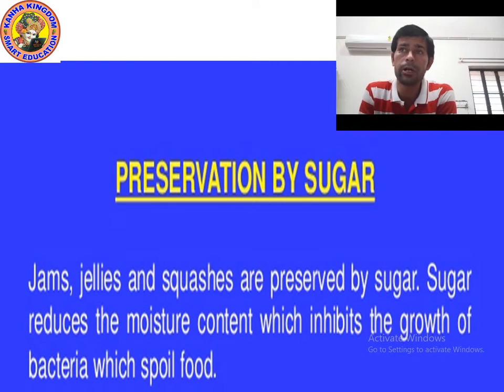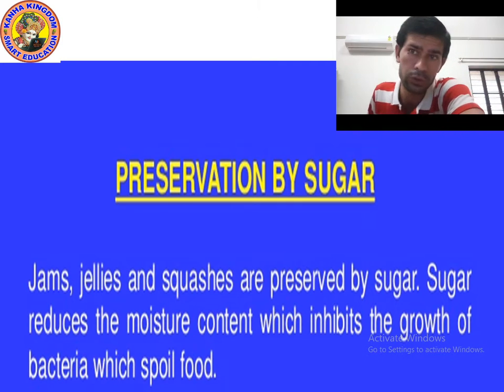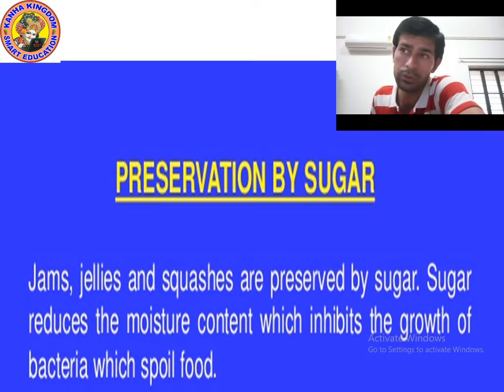Okay kids, let's talk about preservation by sugar. Yes, sugar is also used to protect. Do you know we use sugar in jam, jelly, squash, and sauce? Why do we use it? Because it reduces the moisture content and reduces the growth of bacteria, to protect food from spoiling. That's why we use sugar.